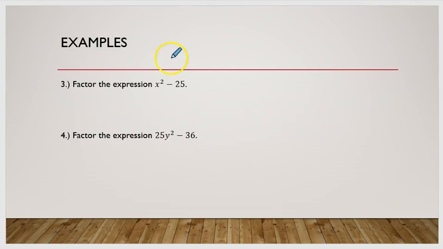Something you may find helpful in the beginning is to just go ahead and write the square root of each of the two terms above the numbers. So the square root of x squared is x, and the square root of 25 is 5. And that way I can make sure that I correctly identify my a and b values before I set up the a plus b, a minus b.